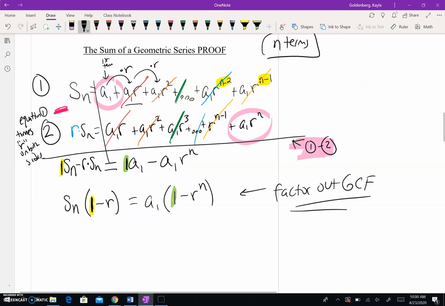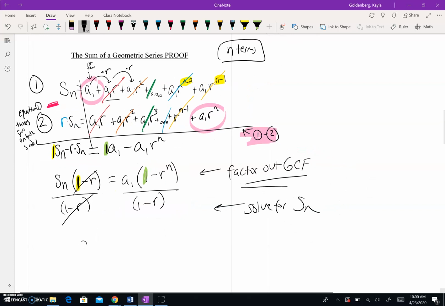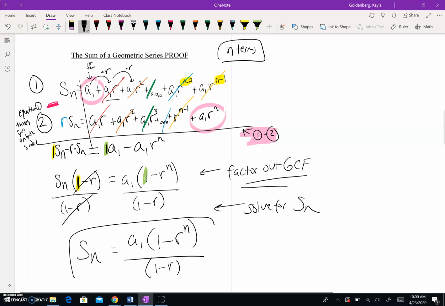So now I want to solve for s sub n, right? So if I'm solving, I'm going to divide by the piece that it's being multiplied by, which means I have to divide by that on both sides. So here we're solving for the sum of n terms. So our final answer is going to be that the sum of n terms is your first term times 1 minus r to the nth power all over 1 minus r.